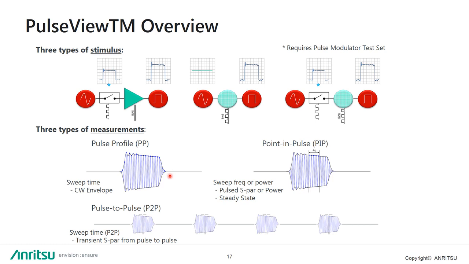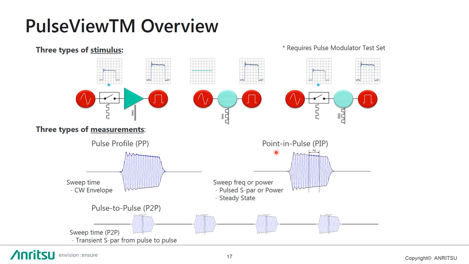3 types of measurements. Pulse profile. This is where we are looking at the CW envelope, the pulse envelope of a CW signal, and we can resolve this in very high resolution. We may wish to sweep in time and measure how the amplifier or modulator is going to impact the RF signal passing through it, i.e. rise time.